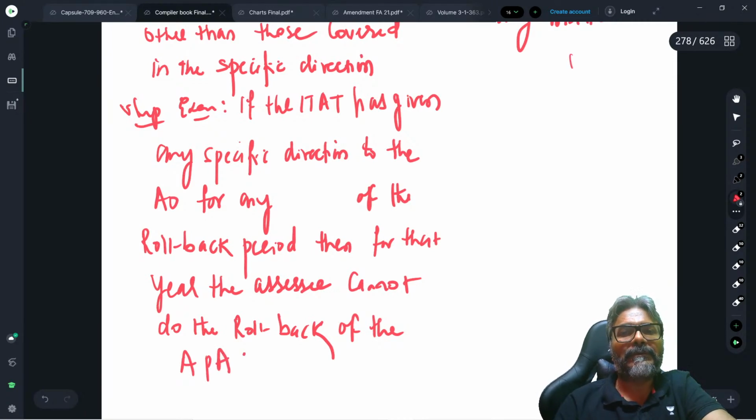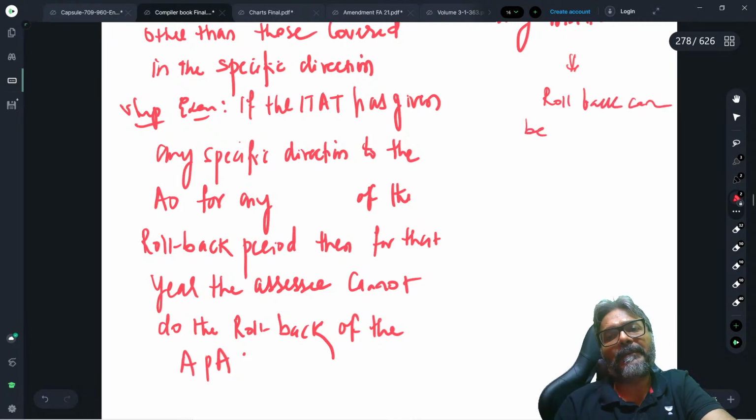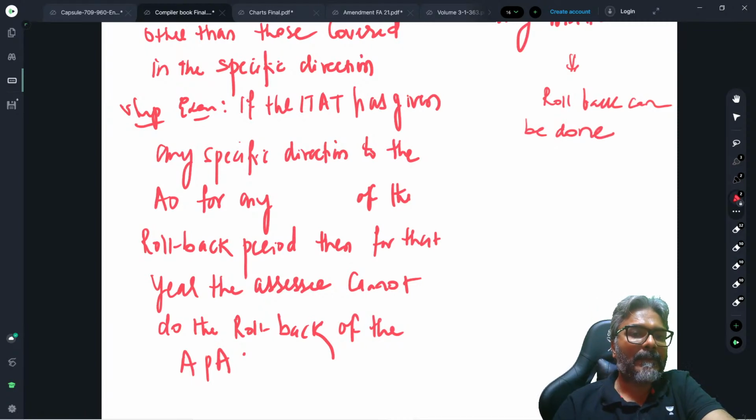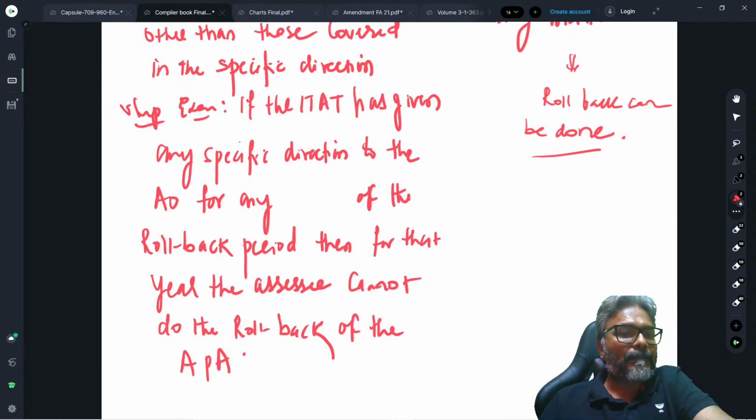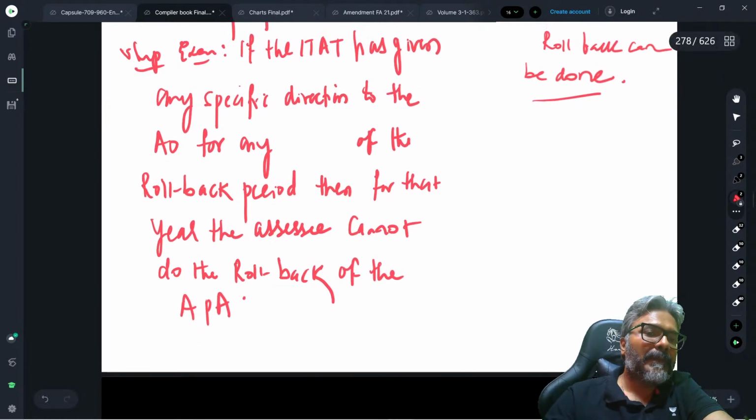And here, students, rollback can be done. Rollback can be done. Just write only this much, that is sufficient. Rollback can be done here. In the bracket, if you want to write, you can write here.